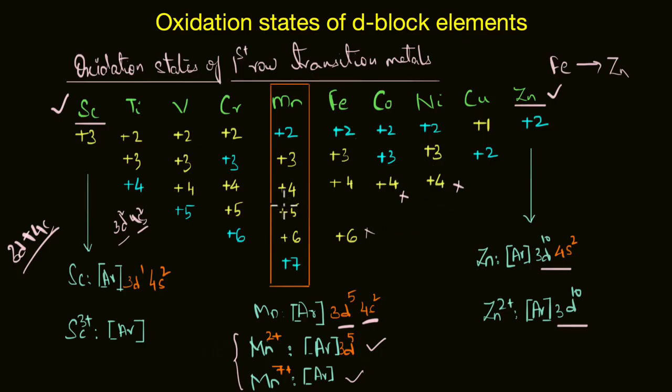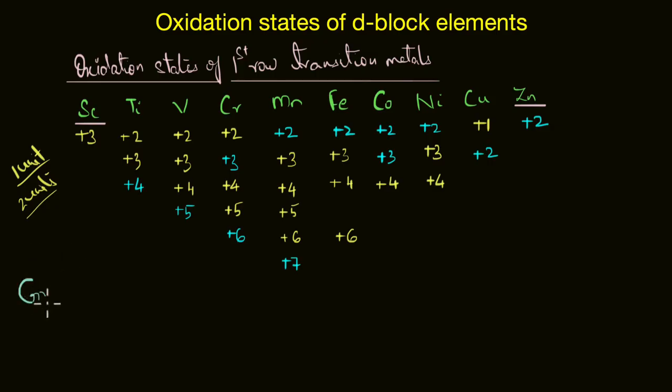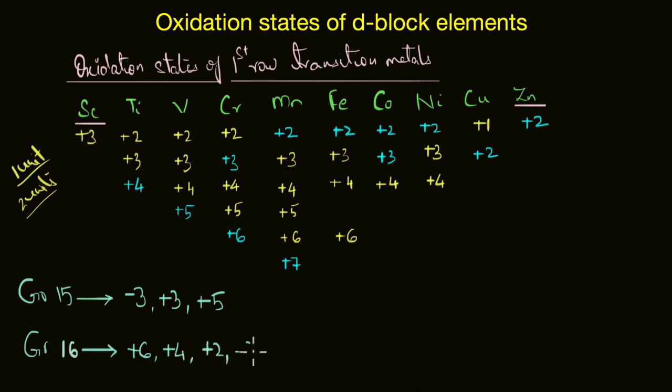Now, another interesting feature that might catch your attention is that the oxidation states in each of these elements differ by 1 unit: +2, +3 and +4 in titanium; in copper, +1 and +2. This is quite different from non-transition elements, where the oxidation states usually differ by 2 units. For example, the common oxidation states of group 15 are -3, +3 and +5. Similarly, in group 16, the common oxidation states are +6, +4, +2 and -2.